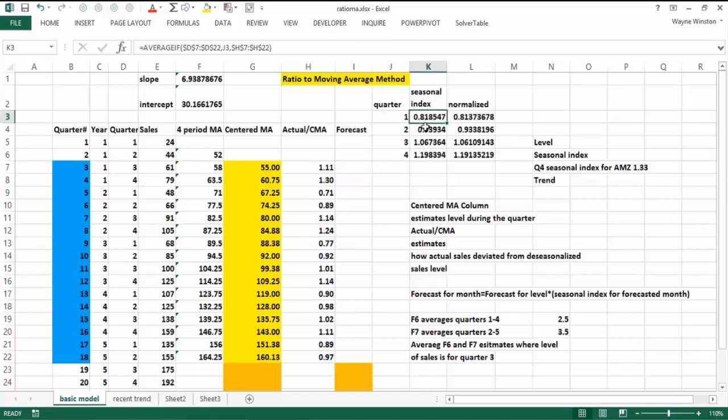Okay. So then we get quarter 1 is not that good, 82% of average. Quarter 2 is 94% of average. Quarter 3 is 7% above average. Quarter 4 is 20% above average. Now to normalize that, we take each of these divided by the sum of them, and that'll make these things add up to 4, or average out to 1.